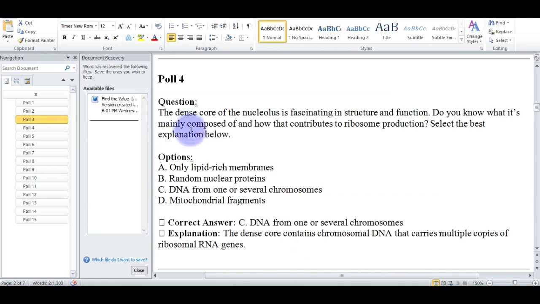Question number 4. The dense core of the nucleus is fascinating in structure and function. Do you know what it is mainly composed of and how that contributes to ribosome production? Select the best explanation below. A. Only lipid-rich membrane. B. Random nuclei protein. C. DNA from one or several chromosomes. D. Mitochondrial fragment. The correct answer is C. DNA from one or several chromosomes.